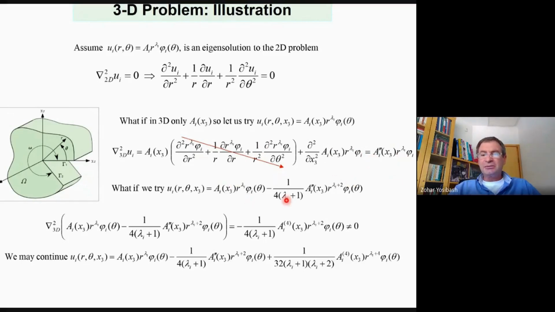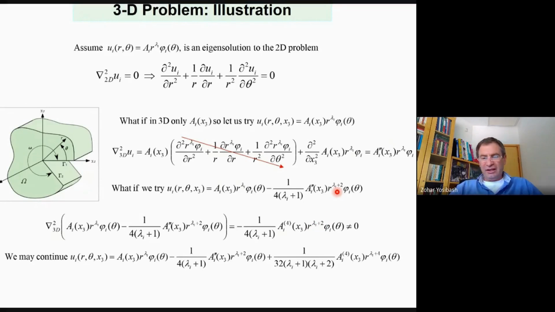So I take this expression, I put that in the 3D equation, in the 3D operator, I apply the operator on this solution, and then I find out that what comes out is not a 0, but I get a term now which is the fourth derivative of this function, and you can see that r now has a power of lambda I plus 2 from here.